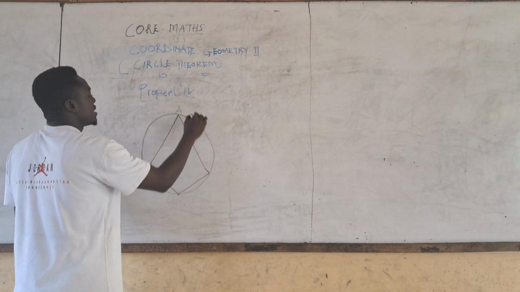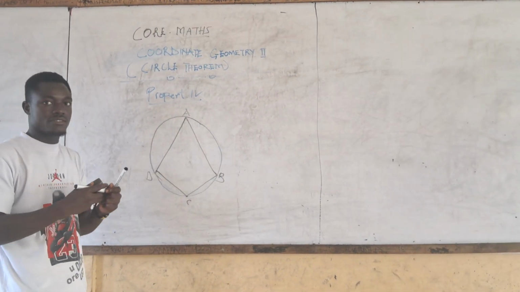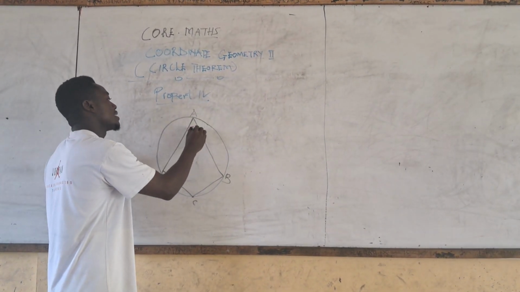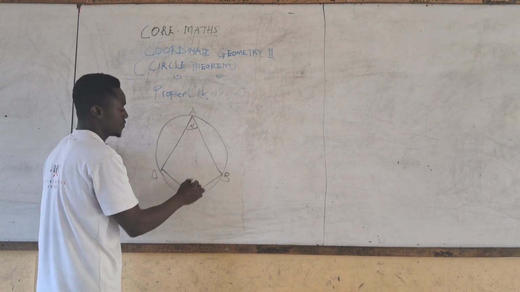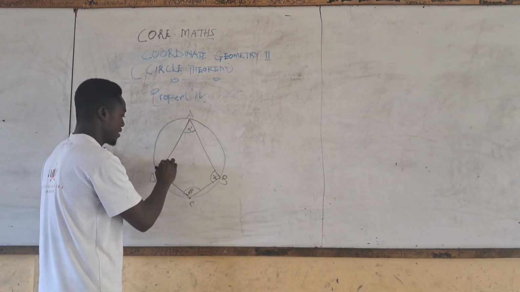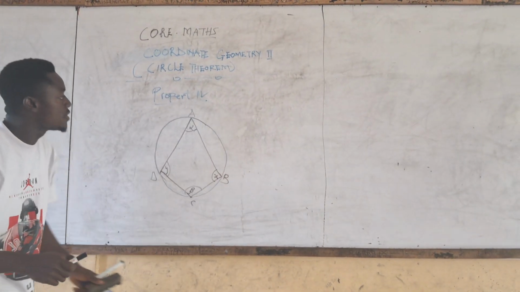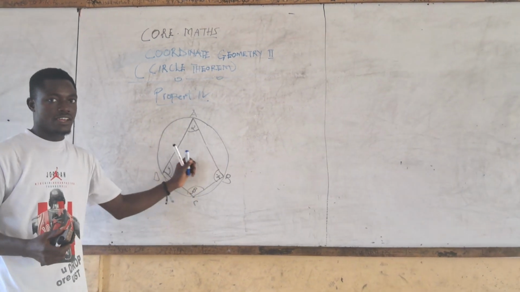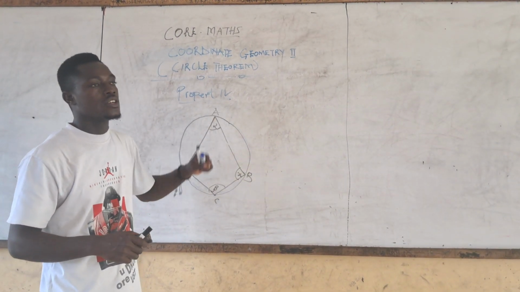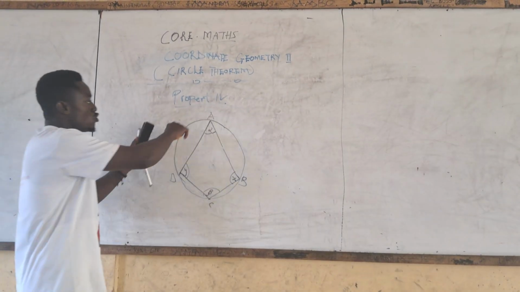So let's label it as A, B, C, and D. When you have a circle, and within the circle you have a quadrilateral figure, property 4 says, let's say we have the angles labeled alpha, beta, x, and y. All that property 4 is saying is that when you have a four-sided figure, a quadrilateral within a circle, the sum of two opposite interior angles add up to 180 degrees.